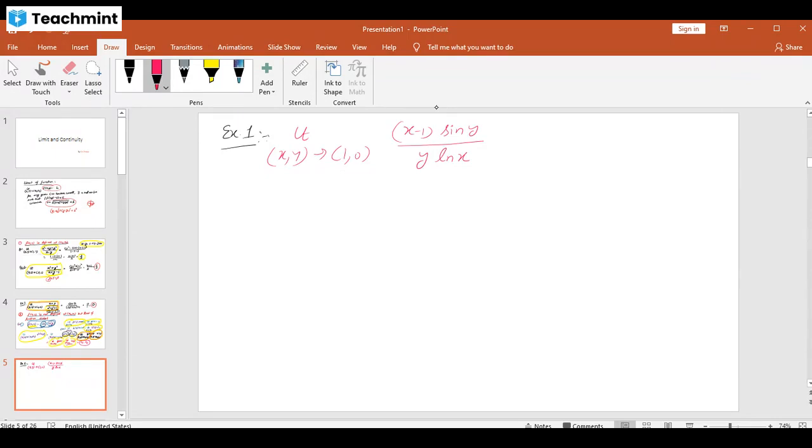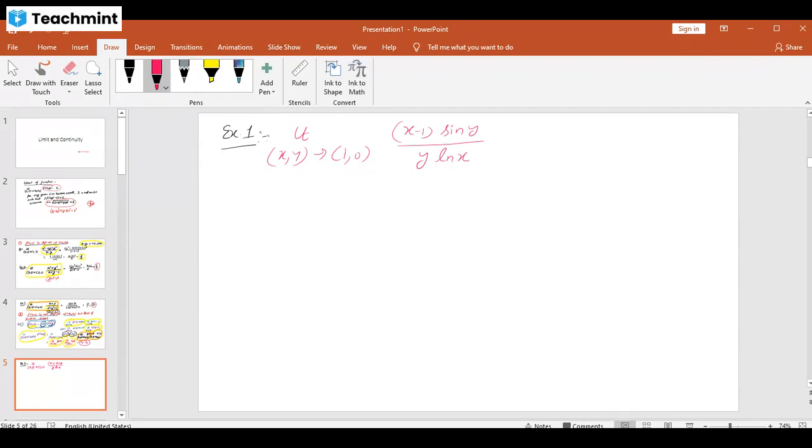Now here you find that all the terms are in the product form, (x minus 1) into sine y, y into log x. Again, it is a rational function, but now in this case, because (x, y) approaches (1, 0), if I put x equal to 1 and y equal to 0, then y is 0 means your denominator is 0. Denominator is 0 means your function is not defined. But after substituting its value in the denominator, if your denominator is 0, then we'll check what is the nature of the numerator function.